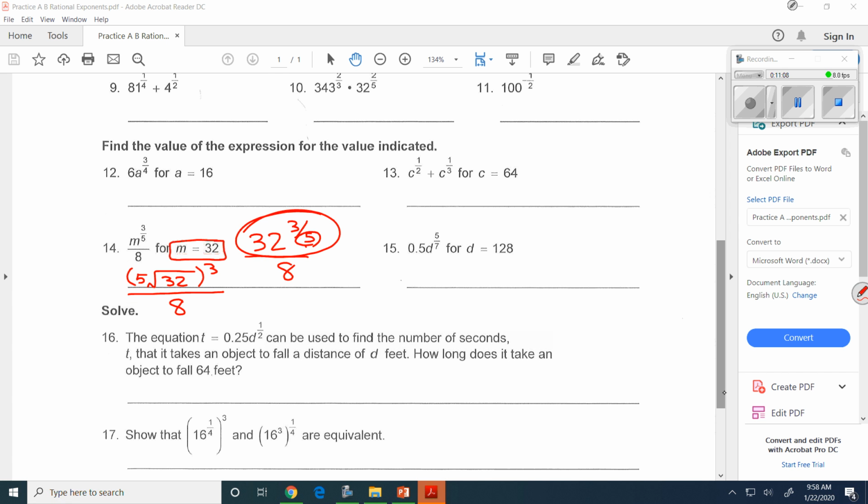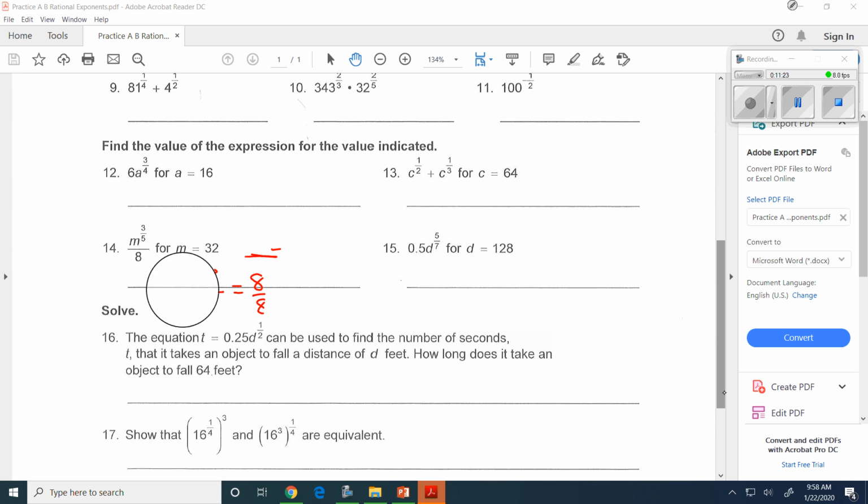The fifth root of 32 is 2. And when you go 2 times 2 times 2, that equals 8. So we have 8 divided by 8, which is simply 1. It looks scary, but you're just plugging in numbers and following your order of operations.